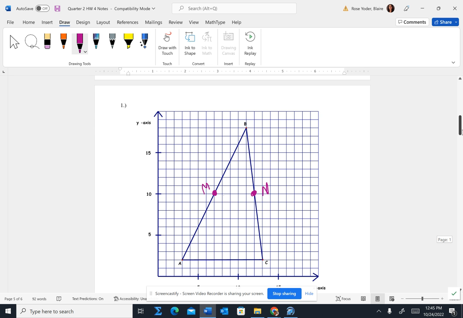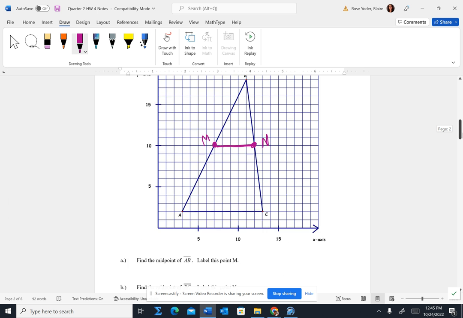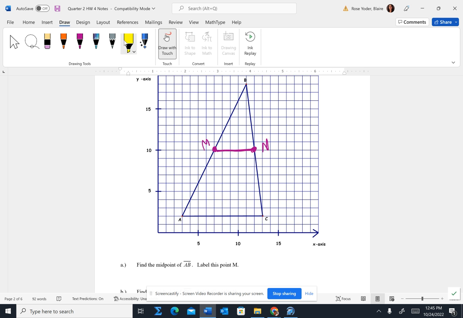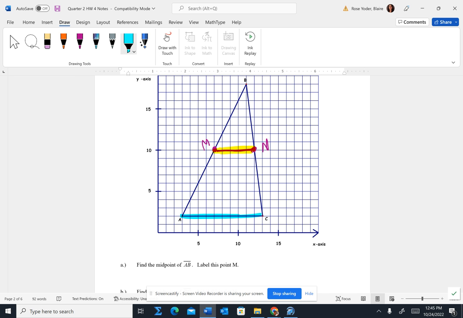Let me get back to where I was. Okay, let's try that again. Segment MN right here is called the midsegment. And it says compare the two segments, AC and MN. So MN is our new midsegment. Let's compare it to AC, the base of the triangle.